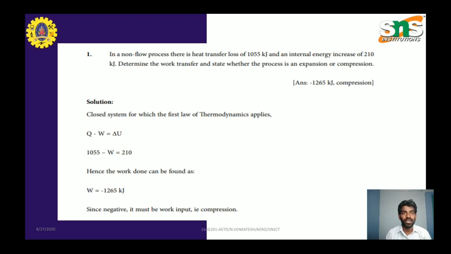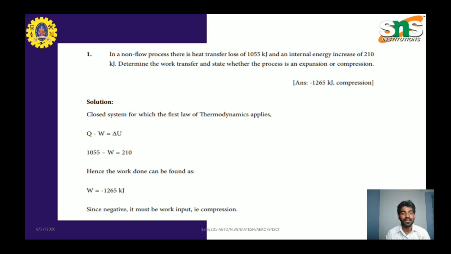Here is the solution part. Before we go to the solution part, we will identify the given data from this problem. Heat transfer is given: Q is equal to 1055 kilojoule, and internal energy increases, it means del U is 210 kilojoule. And to find is the work transfer, that means W is equal to what, and whether the process is an expansion or compression.